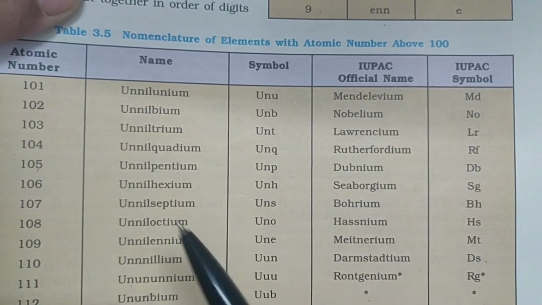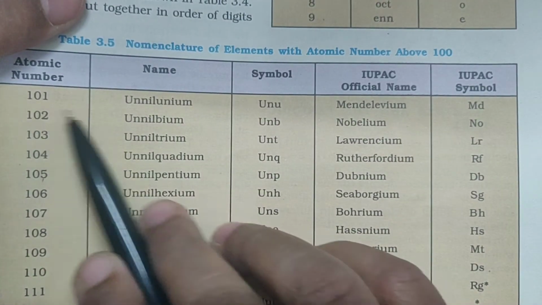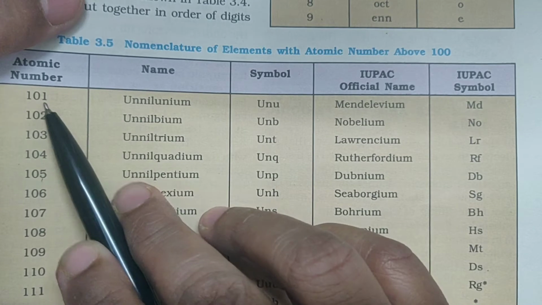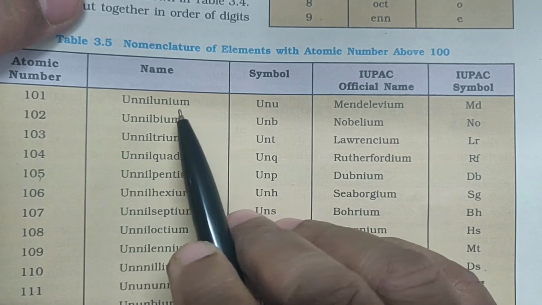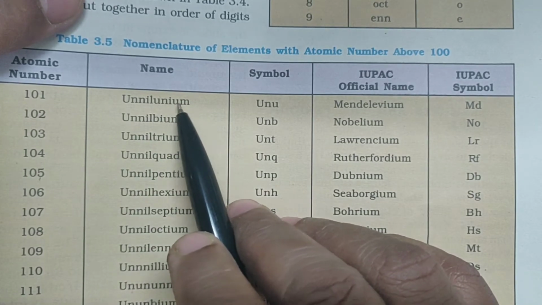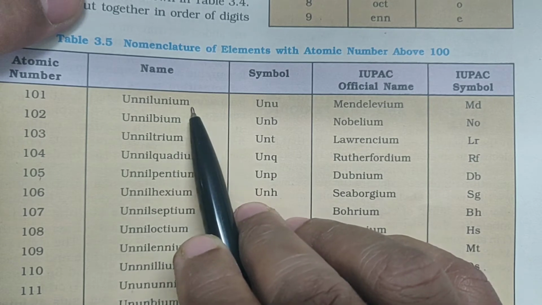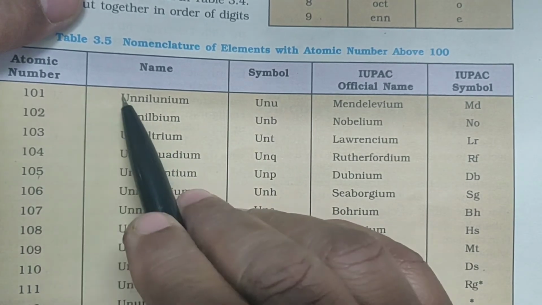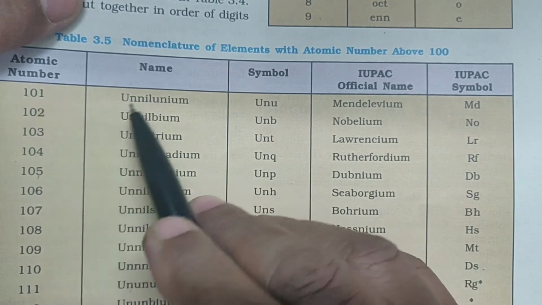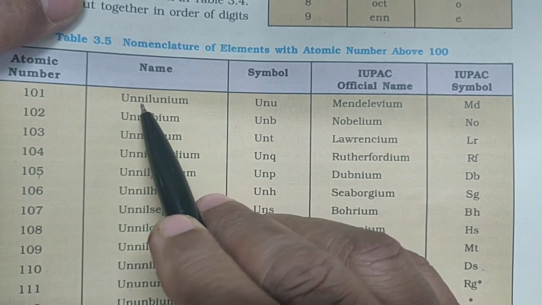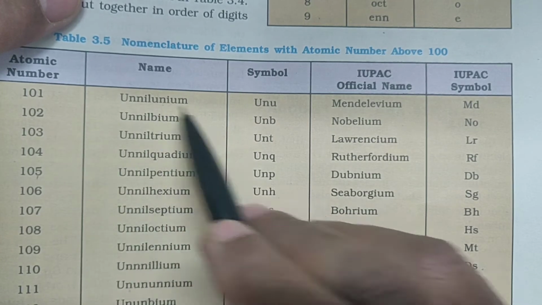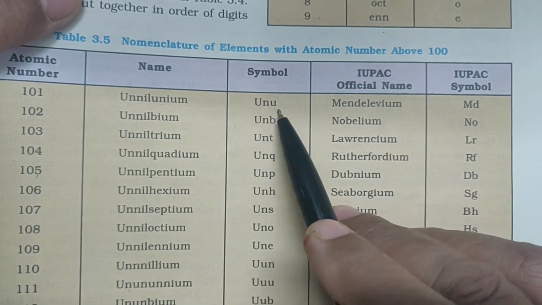that is what you are going to apply here. So for 1 it is un, and for 0 it is nil. Again 1 there is un. Okay, and you will add IUM along with the name. Okay, and the symbol would be for 1 it is U, and for 0 it is nil, the first letter, that is N, and then again another 1, so it is U. So the symbol is UNU.